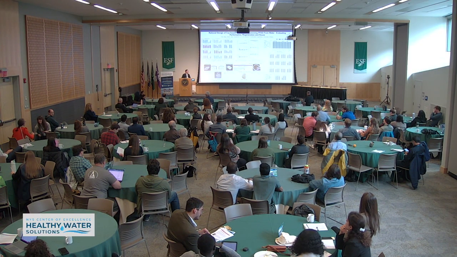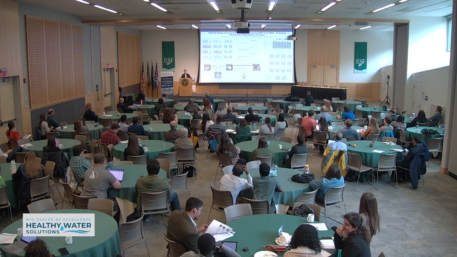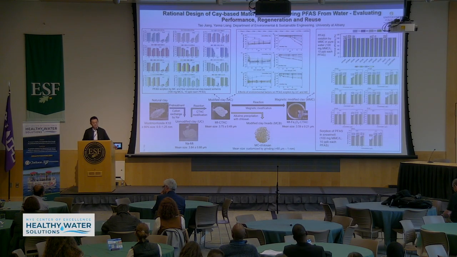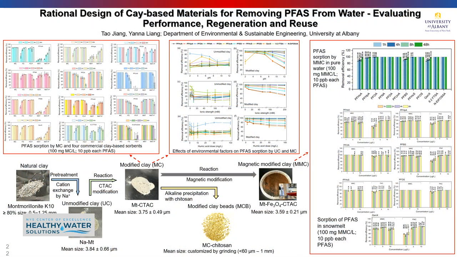Hello, everyone. So the final PFAS National Primary Drinking Water Regulation by EPA underscores the effective and scalable PFAS treatment in water systems nationwide. So in our study, we synthesized a cost-effective PFAS sorbent called modified clay, MC, using a two-step process from naturally abundant clay.